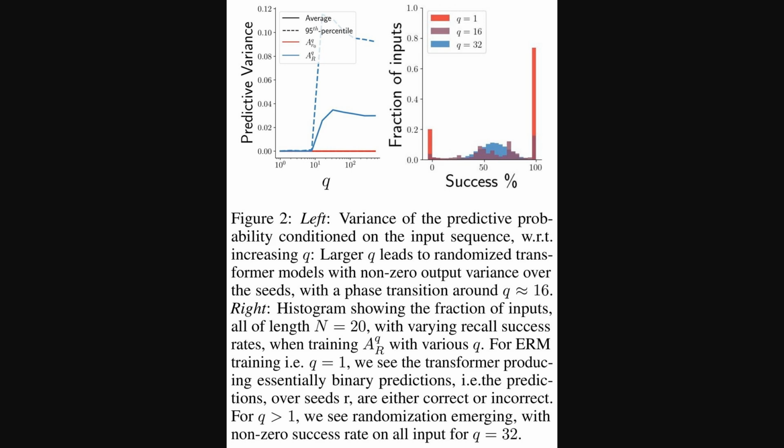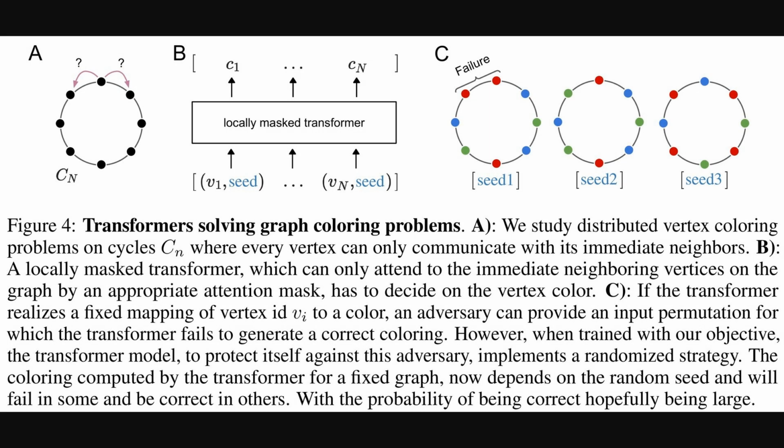Low Q gives all or nothing success, but higher Q values show a spread, proving the model has learned to randomize its approach effectively. So building on how that LQ objective helps the model use randomness, this next figure, on page 7, shows it in action with graph coloring, which is like assigning colors to points in a network, so no connected points share a color.